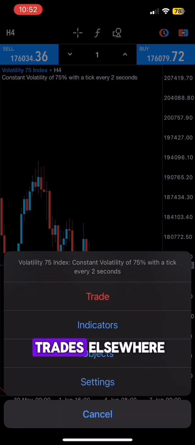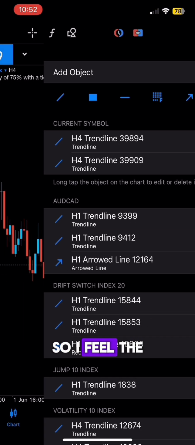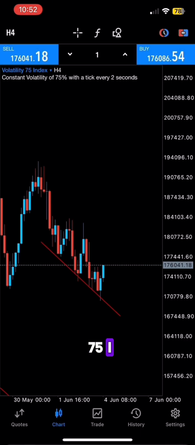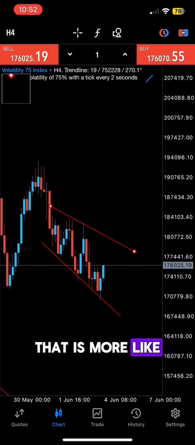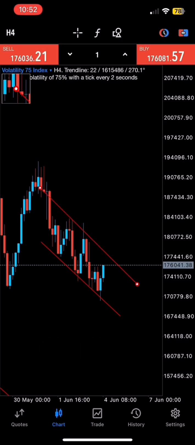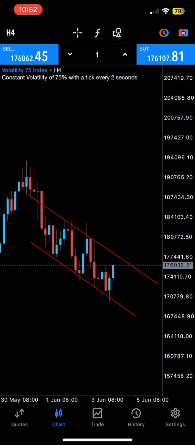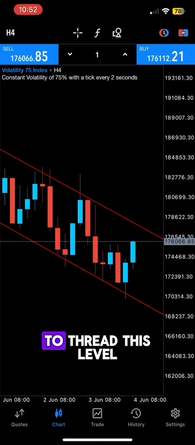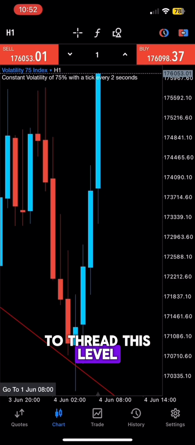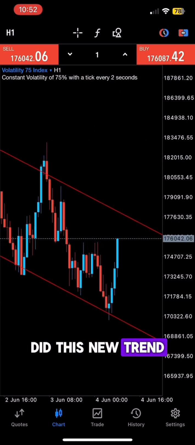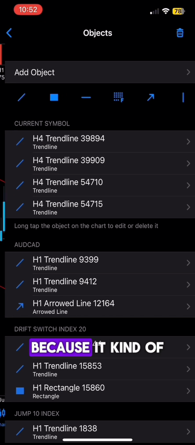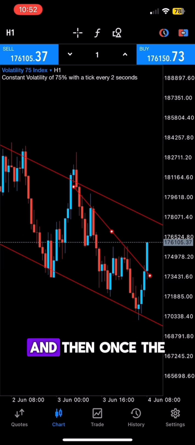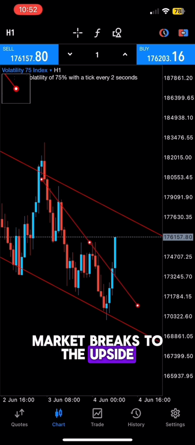Let's look for other trades elsewhere. So I filter to Volatility 75. In this Volatility 75, I identified a trade that is more like a falling wedge. However, inside this trade, there was another trend that was being respected. So I'm just going to trade this level. There was this new trend that was being formed because it kind of broke to the upside, and once the market breaks to the upside, we end up buying.